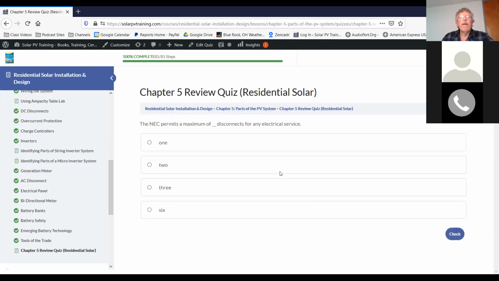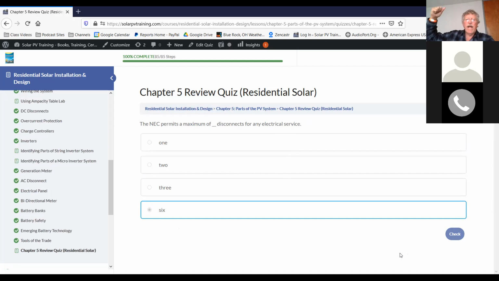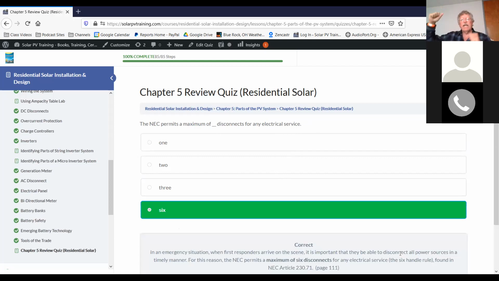The NEC prefers a maximum of how many disconnects for any electrical service? Well, the answer here is 6. There's the six handle rule that says when I show up at a building, I can't have more than 6 disconnects to turn off power to this structure. And that includes generators, PV arrays, wind turbines, the grid, all of those kind of things. And how they came up with 6, nobody seems to know. But I guess they decided that 6 is the most that people can deal with.